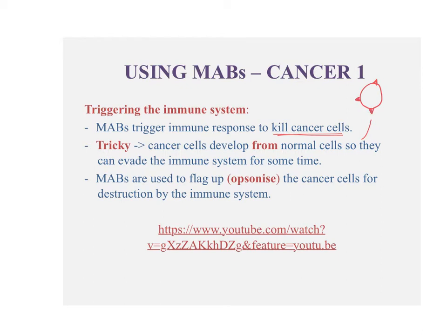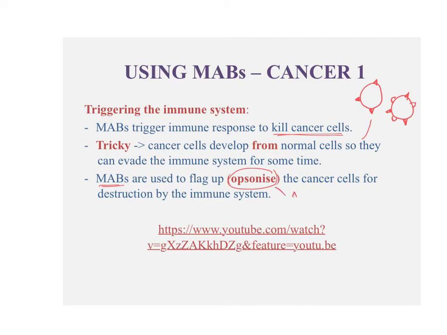Cells that are cancerous, that undergo mitosis too rapidly, are my body cells just a little bit broken. So the cancer cells are also going to have those very similar antigens. They might just have slightly different shaped ones as well. So it's quite difficult to target and trigger the immune response to focus on those cells. Instead, what we can use is those monoclonal antibodies to flag up, or opsonize, the word from last lesson. We can flag up those cancer cells for destruction by the immune system.